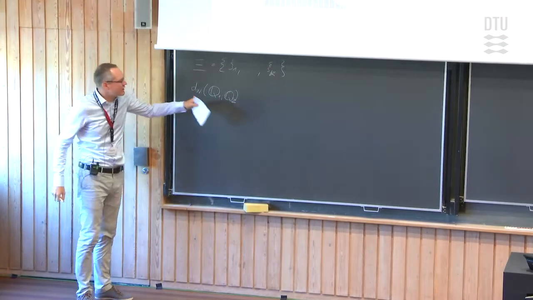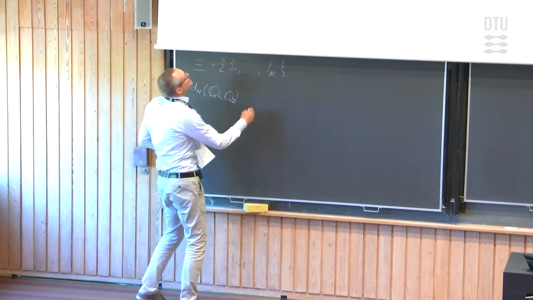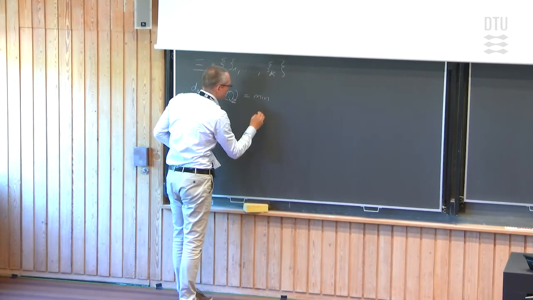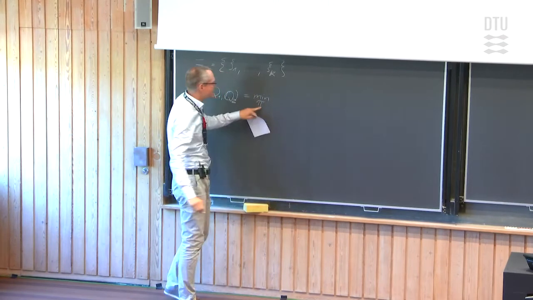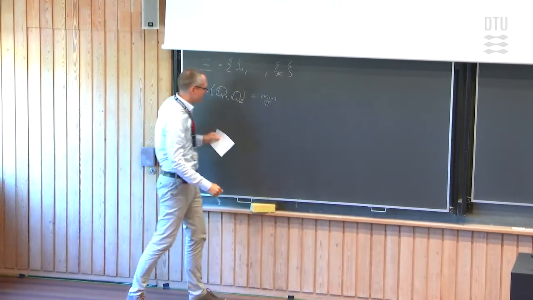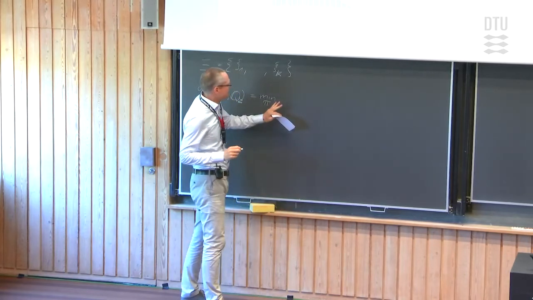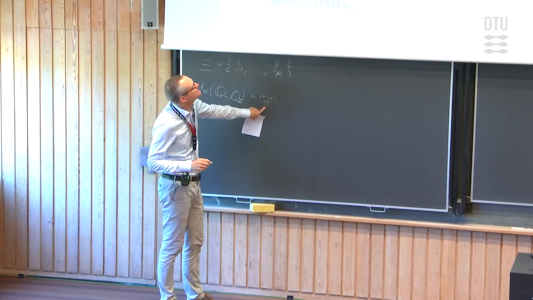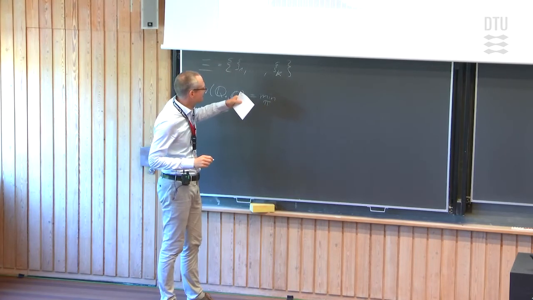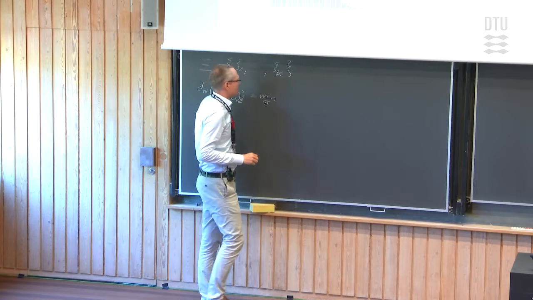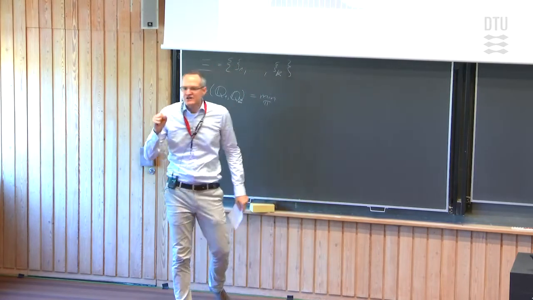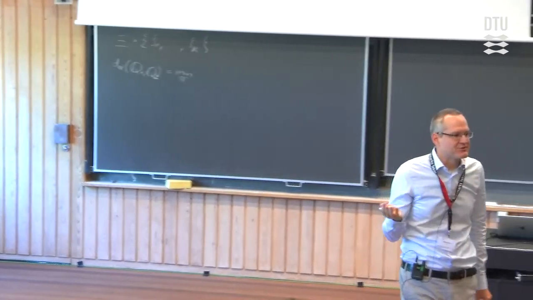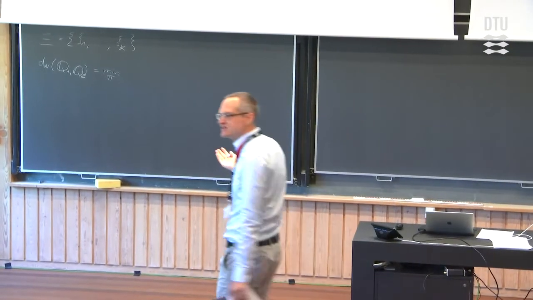So the distance between Q1 and Q2 can now be written as a minimum over distributions. I call them pi here, okay? Bear with me. What I need to do is, with respect to this distribution, I need to take the expected value of the distance between xi1 and xi2. Okay. So if the random variables are discrete, then the expected value just becomes a simple sum. Okay? That makes things much simpler.